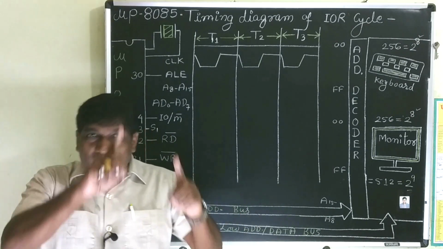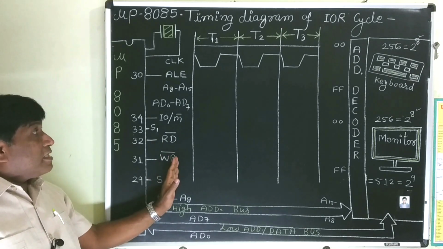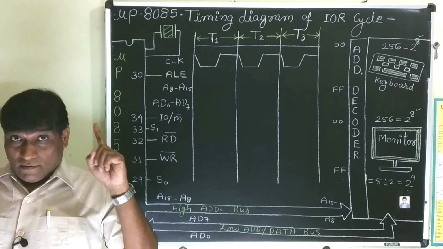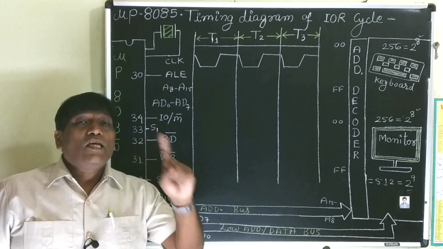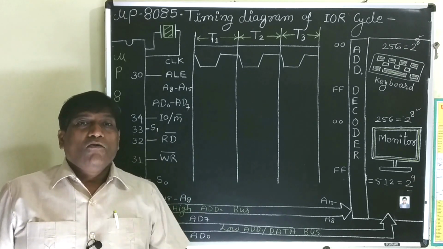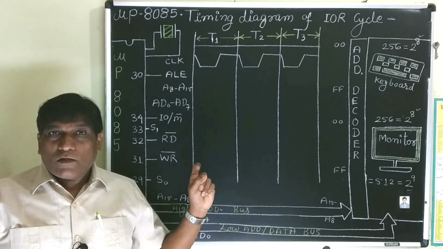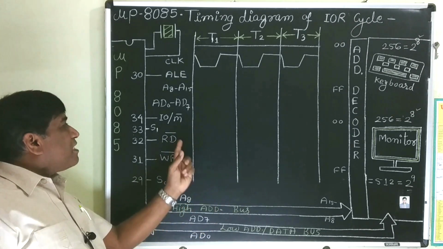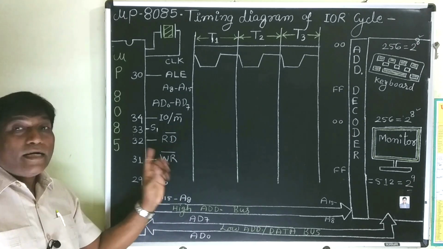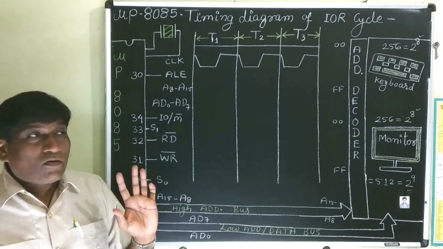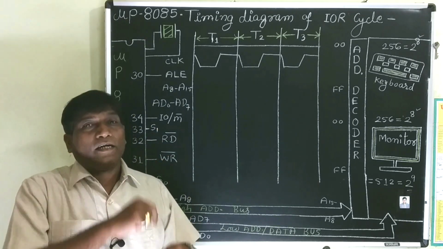9 lines. So where is the 9th line? It is generated from the control signal, as we have just elaborated. These are IO read and IO write, which are generated by the hardware for control signal generation, and ultimately generated from the signals IO/M bar, read bar and write bar. So now we will see how we can draw the timing diagram.